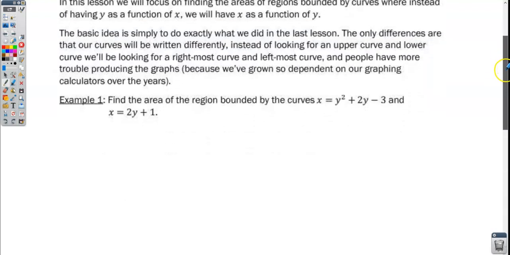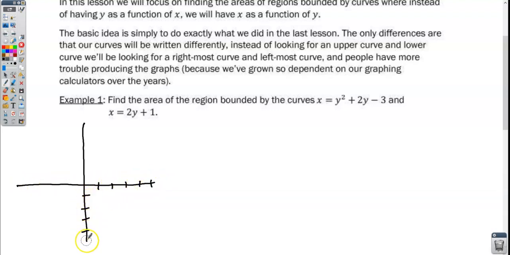All right, so the first thing I'm going to do in this particular problem is graph my two curves. I'm going to start with a Cartesian coordinate system. I think that -5 to 5 will be sufficient for us here.